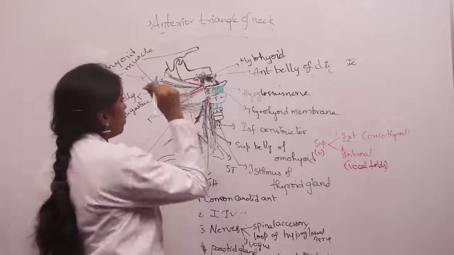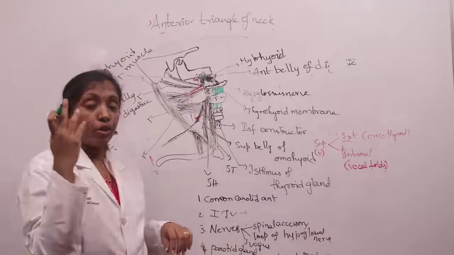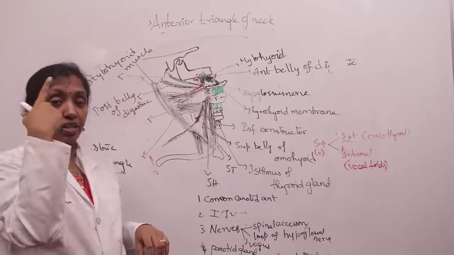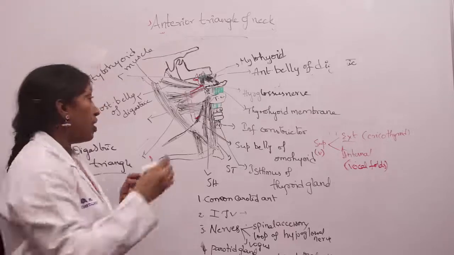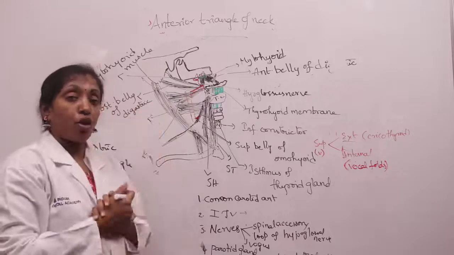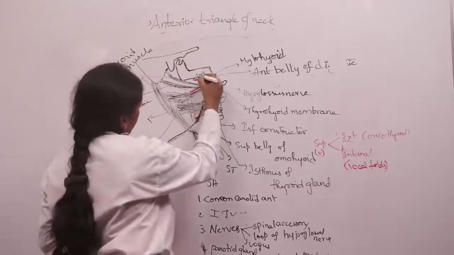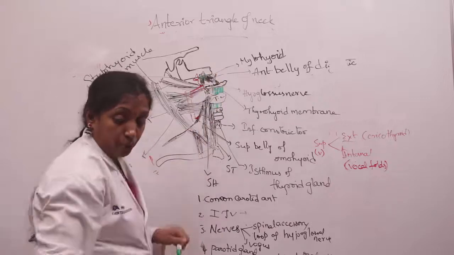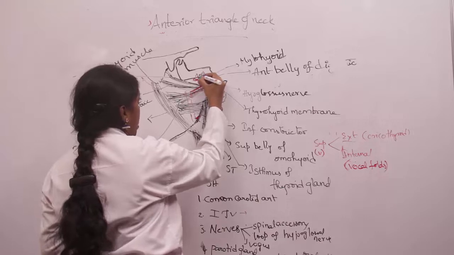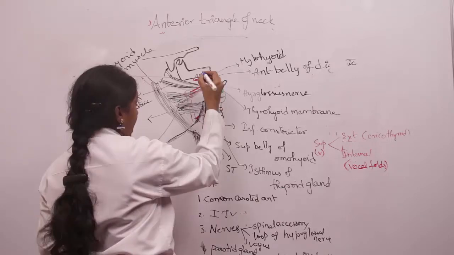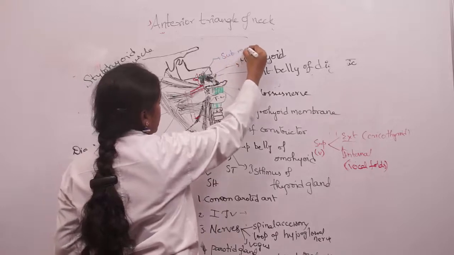We can also see the facial vein. The facial vein is formed by the union of the anterior division of the retromandibular vein and the posterior division to form the common facial vein. The facial vein is also seen, and more important, the submandibular group of lymph nodes are seen superficial to the gland.